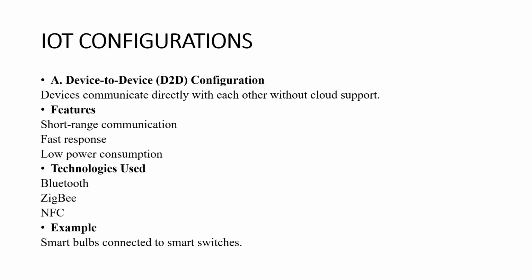Devices communicate directly with each other without any cloud support. Some of the features: it is short range, it responds immediately, low power is consumed, etc. Here, the technologies used are Bluetooth, Zigbee, NFC, etc. So short communication, we can say. Example: smart bulbs connected to smart switches. In a smart home, for a smart room, here we have connected smart bulbs. So we can use them through a smart switch which is there in that room.